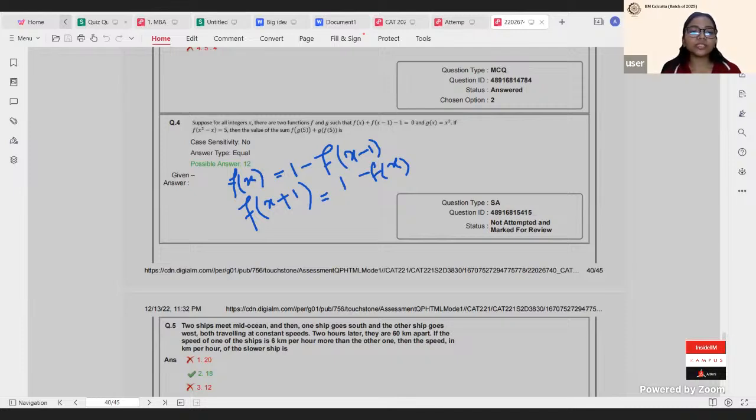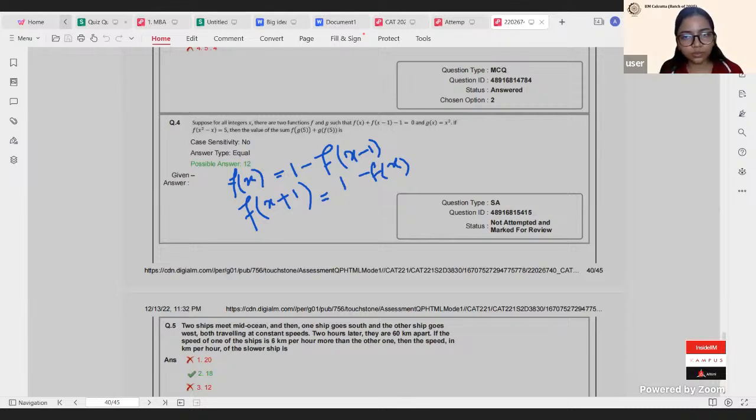So here it is already mentioned that f of x square minus x equals 5. So what can we write f of x square minus x as? X square minus x is essentially x into x minus 1, right? So if we consider f of x square minus x equals 5, we can write it as f of x into x minus 1 equals 5. Why are we writing it in this way? Because we have been provided with a relation between f(x) and f(x minus 1) in the question. So we have to essentially replace it while writing it.